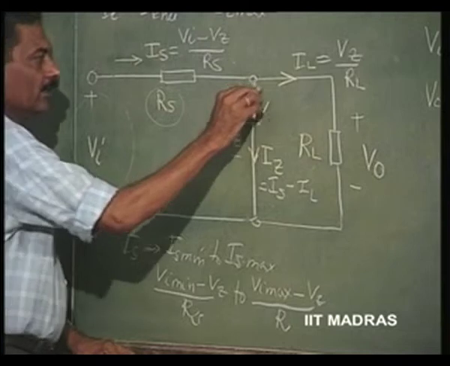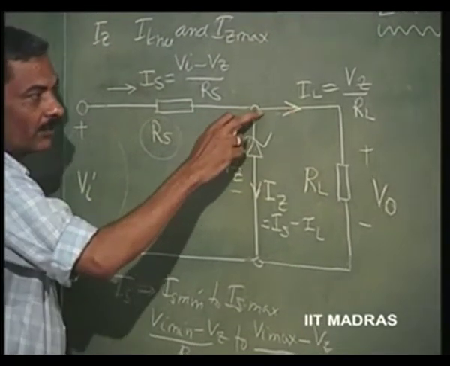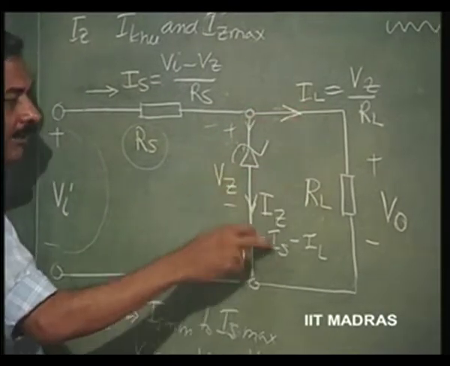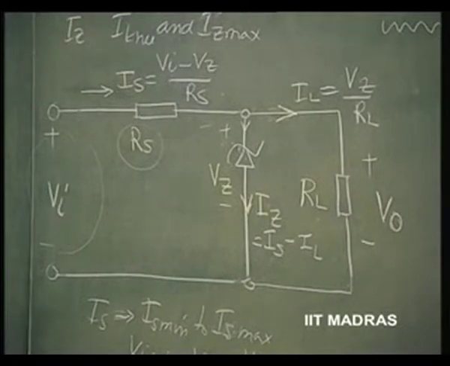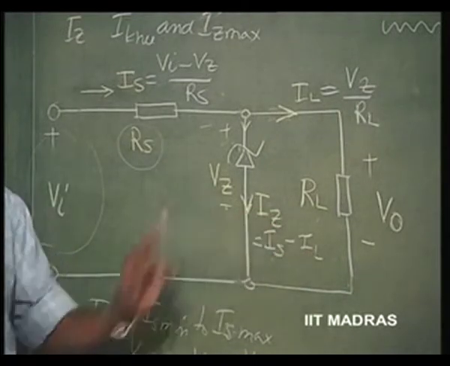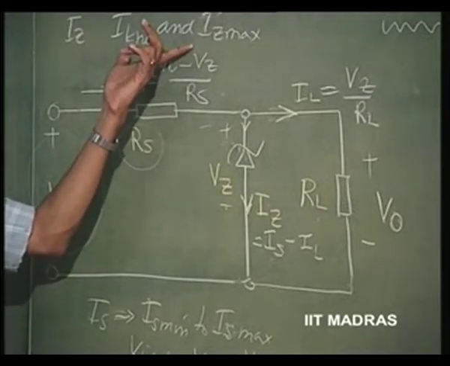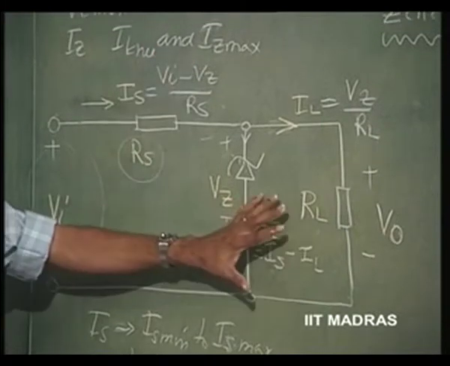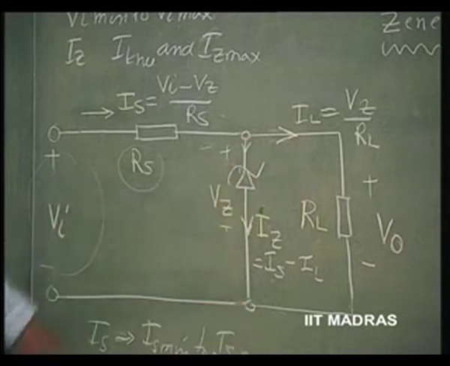Due to Kirchhoff's law, I Z is going to be the summation of this current plus this current. So, what goes into the load is removed from I S, and that will be the current permitted to flow through the Zener. In order that this voltage remains constant, I should see to it that I S minus I L, which is I Z, is maintained within this range at all times. If this is fulfilled, then the design is a good Zener regulator, because then I can assume that V Z is remaining constant.